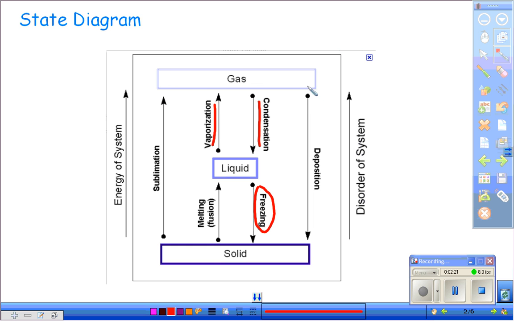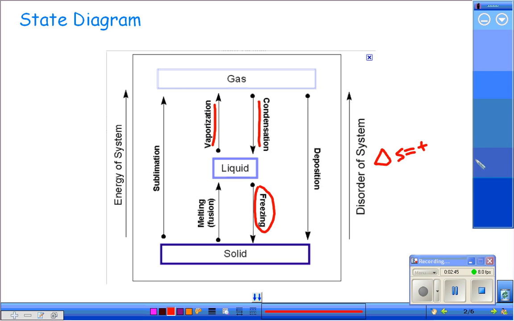Now, going the opposite direction is taking a gas and bringing it back down into a solid. That's called deposition. We also look at this disorder of a system. If you remember, we just finished thermodynamics, and we're looking at this thing called delta S. That's the entropy. And so what we're doing is, as we move from a solid to a liquid to a gas, we're having an increase. So the entropy as we move up is always going to be positive. We get more disorder.